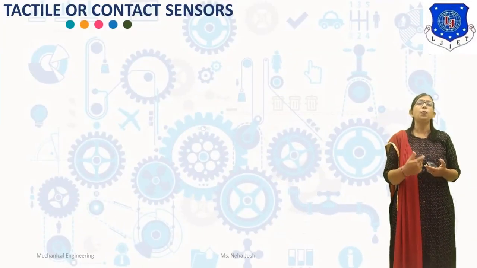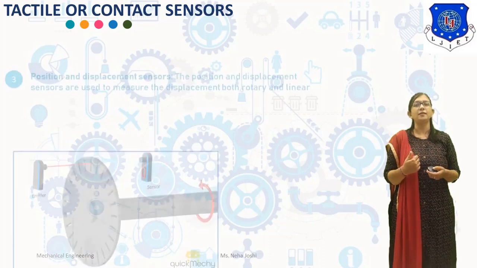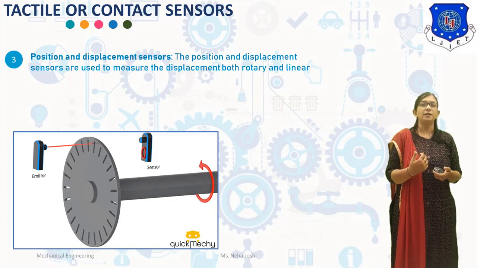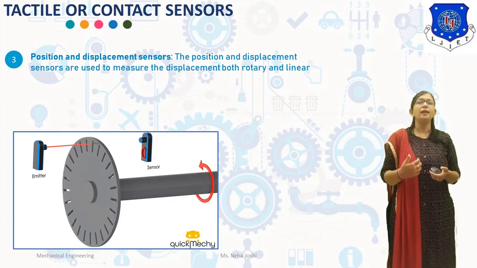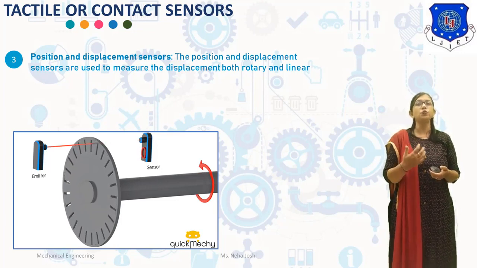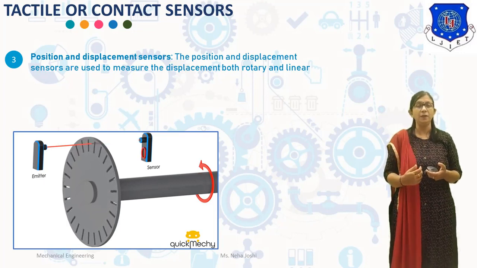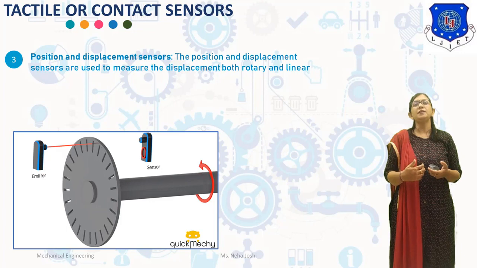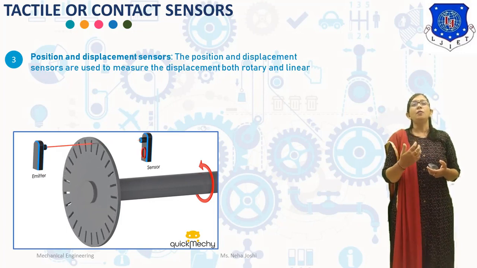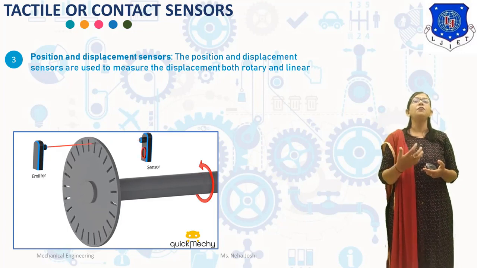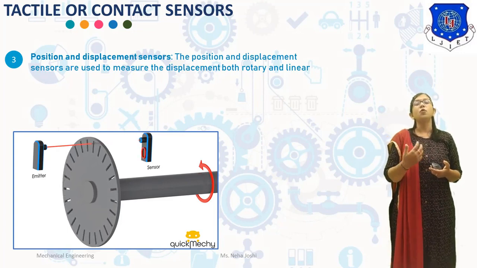The next one is position and displacement sensor. Now, what is position and displacement sensor? The position and displacement sensors are used to measure the displacement, both rotary and linear displacement. Examples of displacement sensors are potentiometers, encoder, linear variable differential transformers, resolvers.